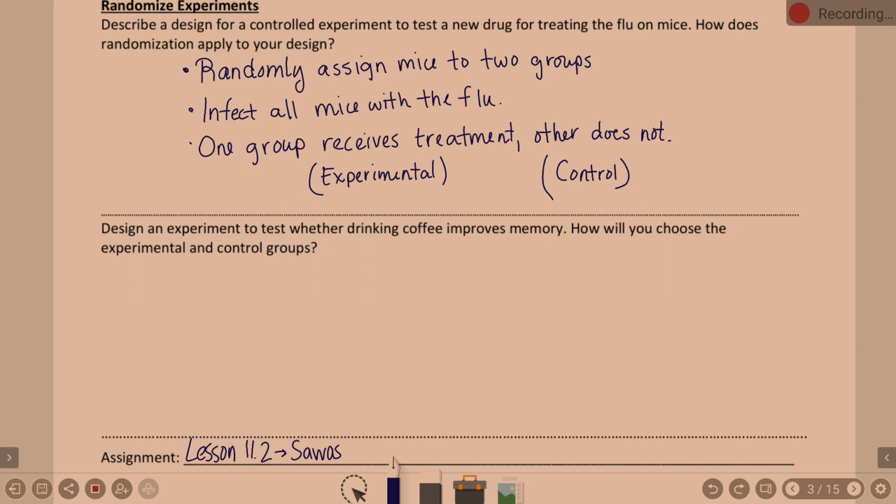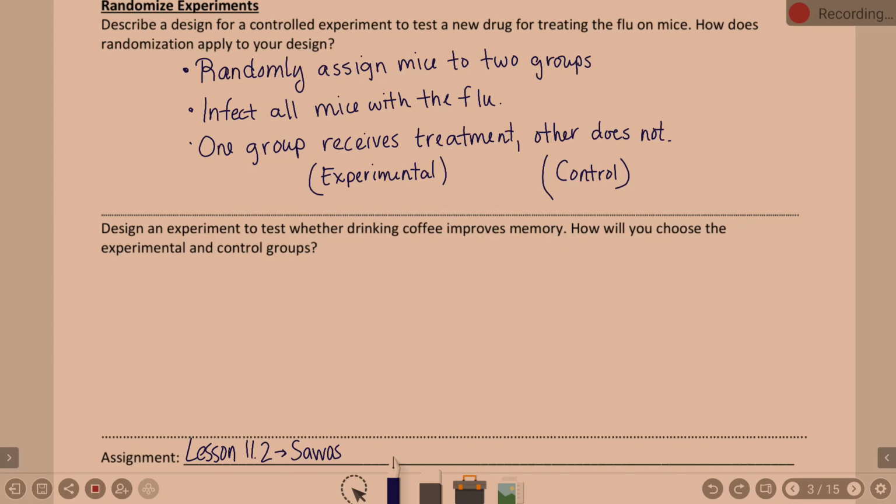One other scenario here. Design an experiment to test whether drinking coffee improves memory. How will you choose the experimental and control groups? You take a sample of people and you tell them something. And you have one group drink coffee for a week and the other group not drink coffee for a week. See who remembers what. Well, some people are naturally gonna have better memories than each other. Exactly, that's why the coffee drinking doesn't differ.